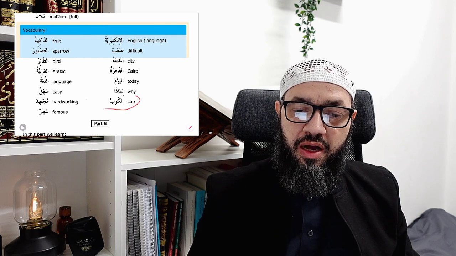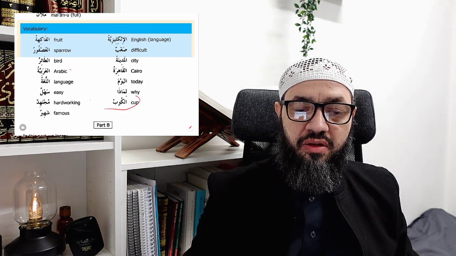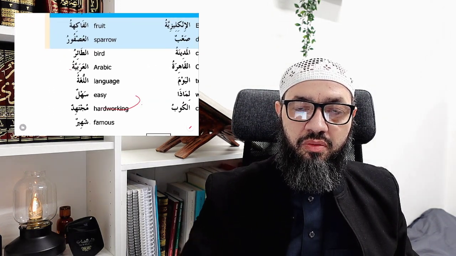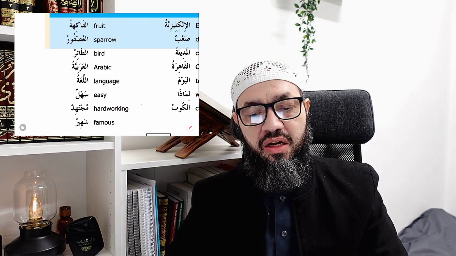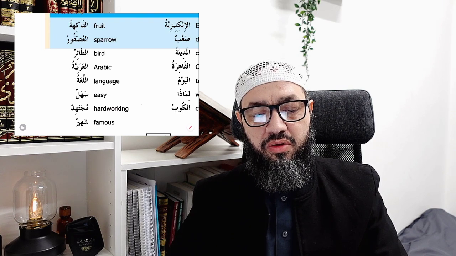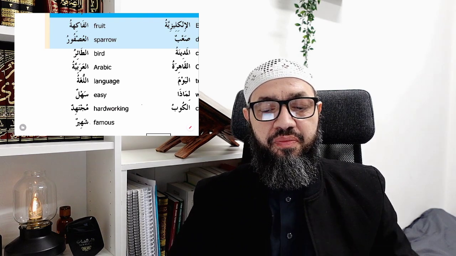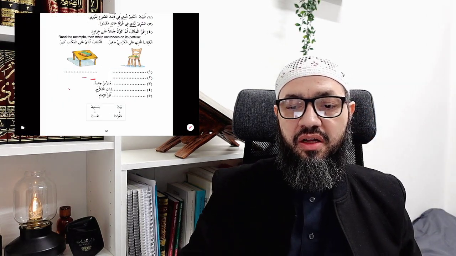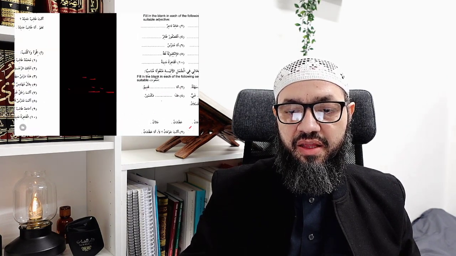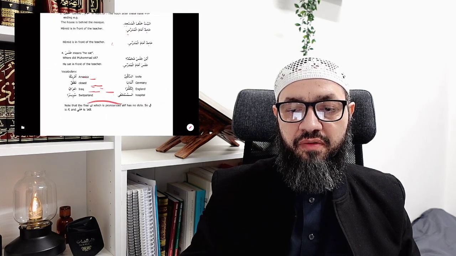Al-Kub, cup. Al-Fakiha, going to the next column now, which is fruit. Al-Usfur, Al-Ta'ir, Al-Arabiya, Al-Lughatu, Sahlun, Mujtahidun, Shahirun. This is the vocab you have to practice, you have to learn, and the best way you're going to learn is by reading a lot. So that's the grammar and the vocab for lesson number 9.